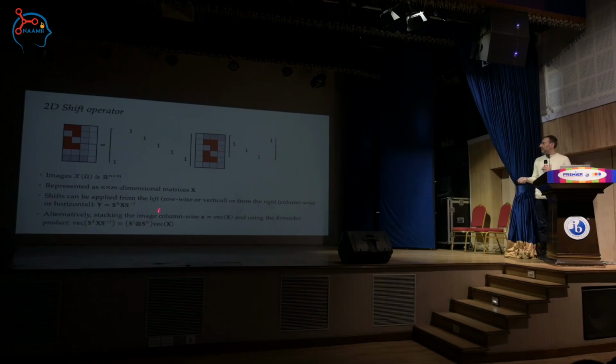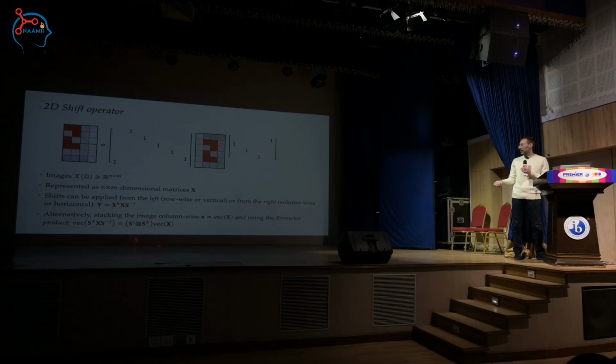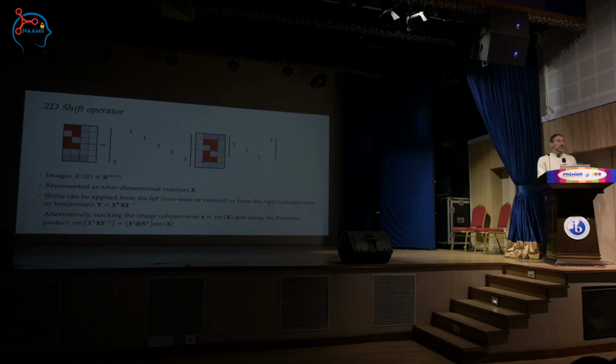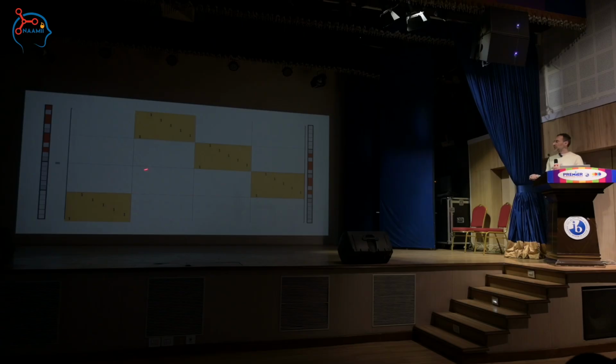Alternatively, I can stack the image into a column vector, basically column-wise. So this is what I denote by vec of x. So I get a vector of size nm. And then I can write the shift as a Kronecker product, a tensor product of these shift matrices. If you're not familiar with tensor products, I will not go into too much detail, but basically it's a bigger matrix of size nm by nm, and we multiply an element of one matrix by an entire matrix. So it looks like a block matrix. It looks like a big shift matrix where each of the elements is a small shift matrix. So this is how the two-dimensional shift can be represented with tensor products.